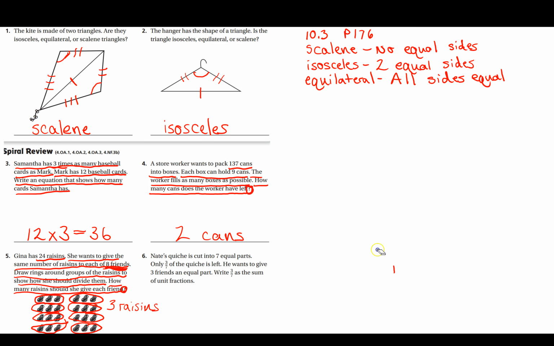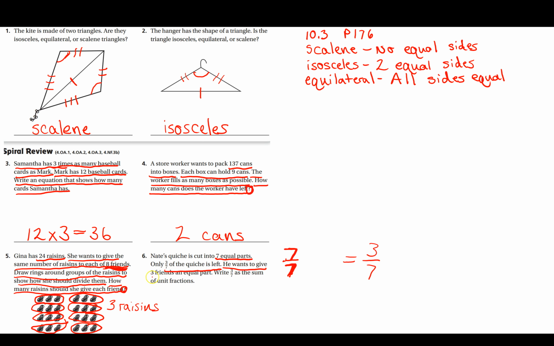Alrighty. Moving along to number 6, Nate's quiche is cut into 7 equal parts. Well, I'm going to start pulling information out. If it's 7 equal parts, that tells me all the parts together would be the denominator, so the denominator would be 7. Only 3/7 of the quiche is left, so he started with 7/7 if he had a whole quiche, and something happened, and now he has 3/7 left.